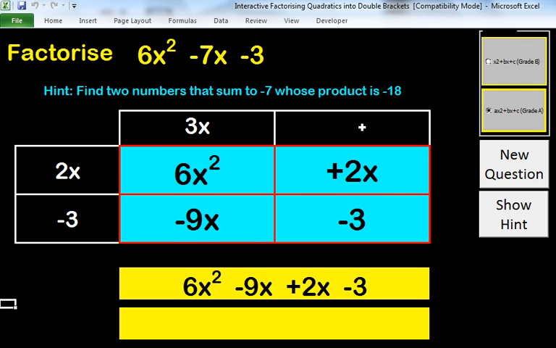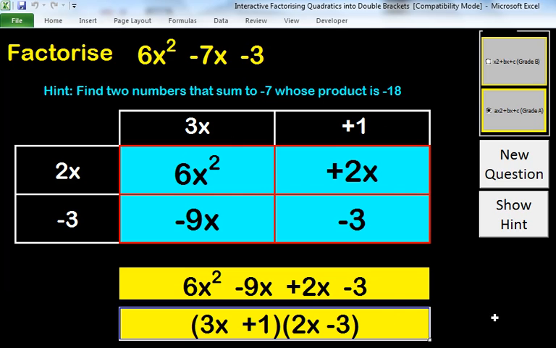Find my last coefficient, it's my last number in this box at the top. Minus 3 times by positive 1. So our brackets are going to be 3x plus 1 and 2x minus 3. Okay, there. We factorise that into double brackets.